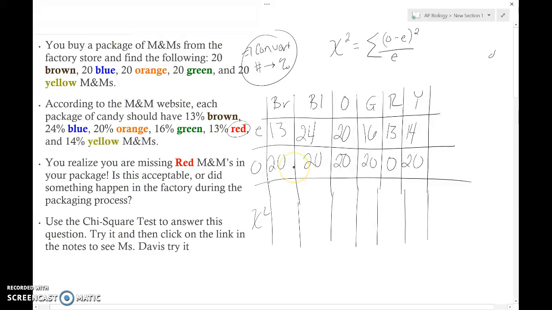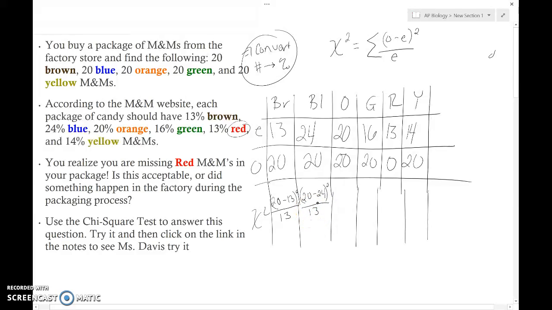Now you're going to set up chi-squared for every single one of these. We'll do the first two, just setting up the equation. Then I'm going to pause the video, fill in the rest, and keep going. So we have 20 minus 13, squared, all over 13. Observed minus expected, squared, all over the expected. Do the same thing for blue: 20 minus 24, squared, all over 13.